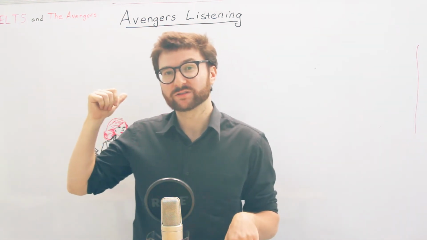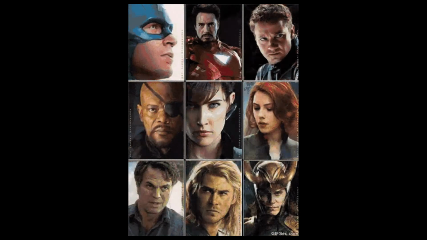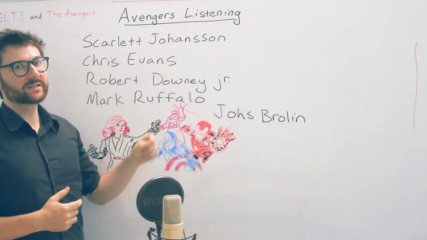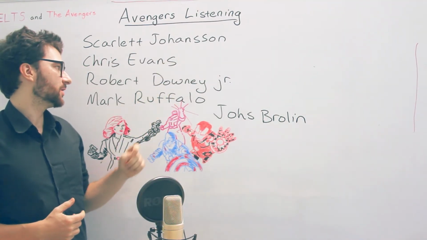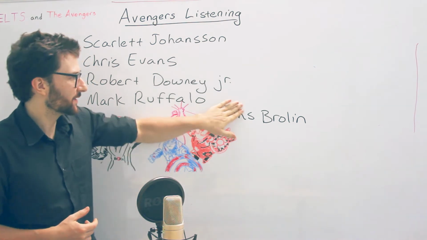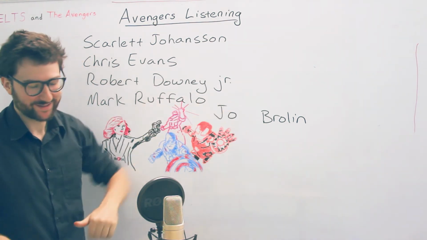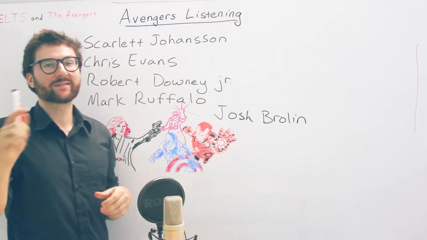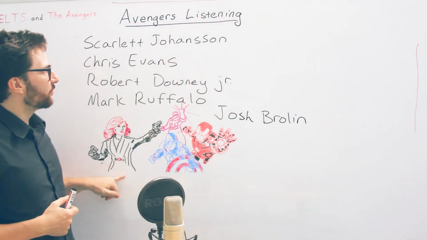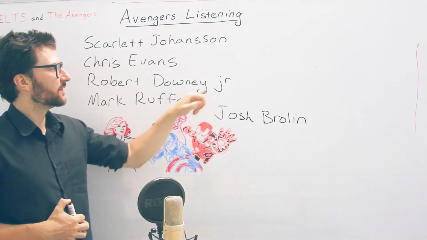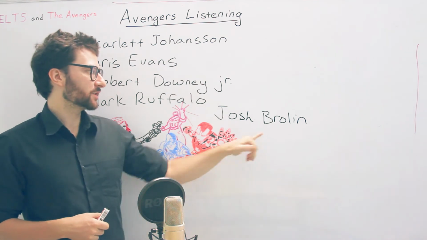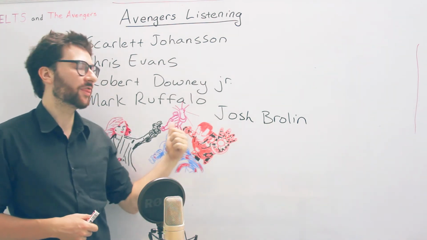I'm going to write the answers on the board, but I also want you guys to think about who is the superhero that those actors play in the movie, The Avengers. Scarlett Johansson, Chris Evans, Robert Downey Jr., Mark Ruffalo, and, let me spell that correctly for you, Josh Brolin. The characters that they play: Scarlett Johansson is the Black Widow, Chris Evans is Captain America, Robert Downey Jr. is Iron Man, Mark Ruffalo is the Hulk, and Josh Brolin is the new villain from the movie called Thanos.